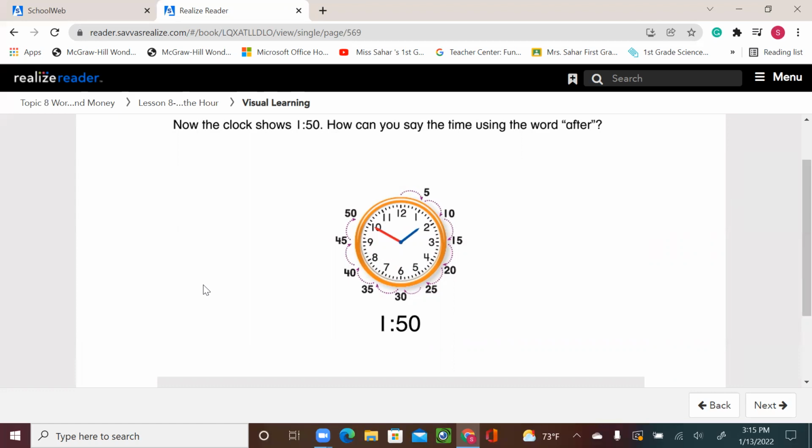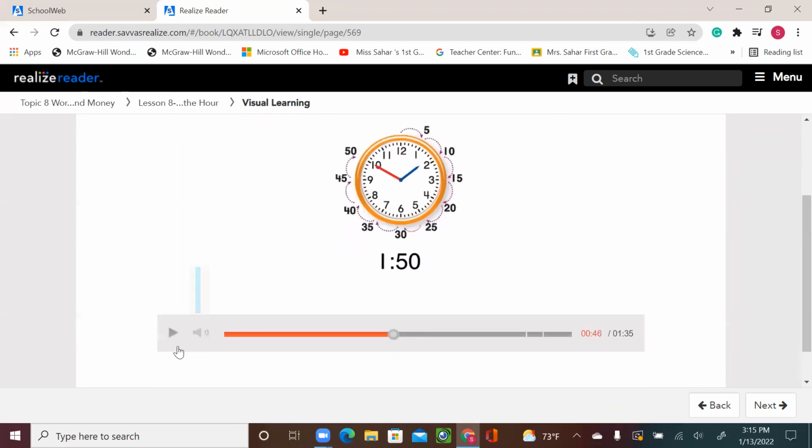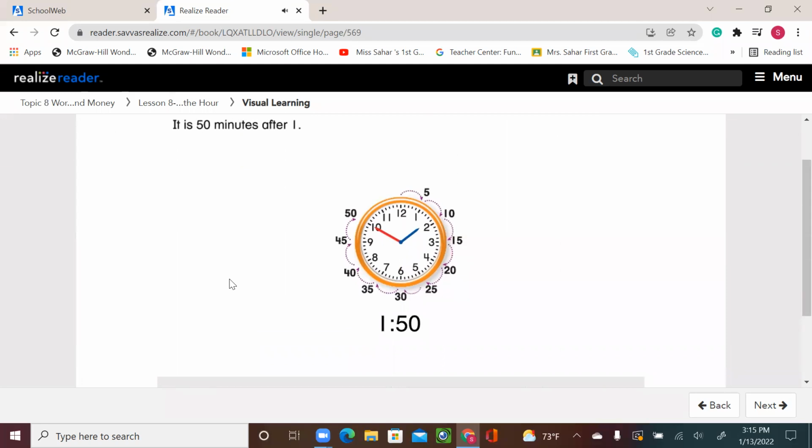So for this lesson, we learned 2 ways to say the time. I know that every time the minutes jump from one number to another, that's 5 minutes, so like skip counting by 5. So if I skip all the way till 15, that's going to be 1:15 or 15 minutes past 1. If I go another 15 minutes, that's going to be 1:30 or 30 minutes after 1. Now we have 50 minutes. So we can say 50 minutes after 1 or 1:50. It is 50 minutes after 1.